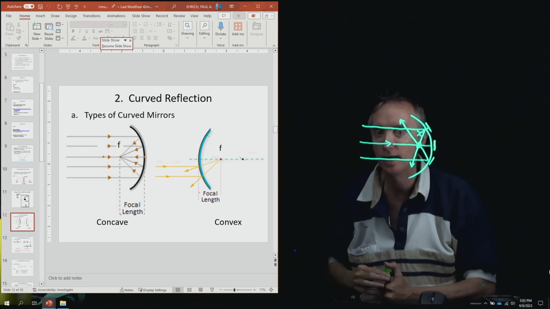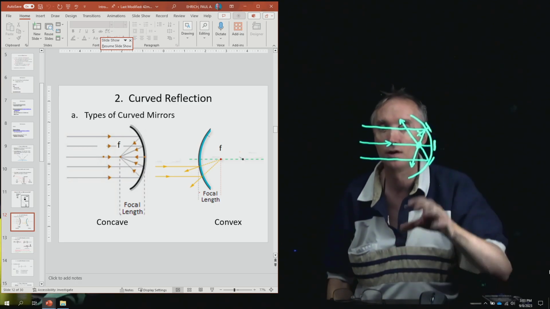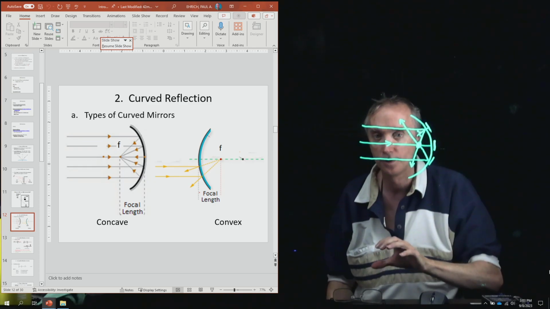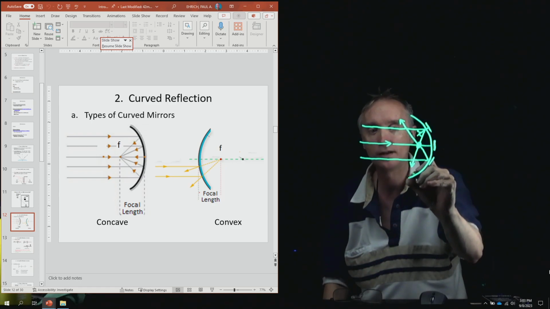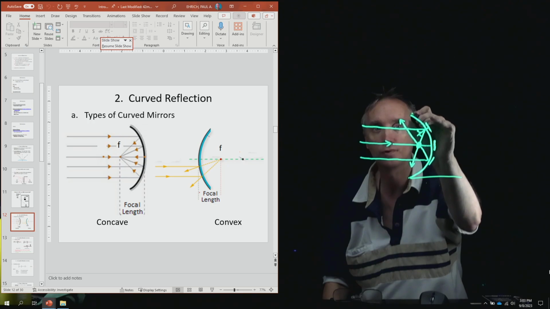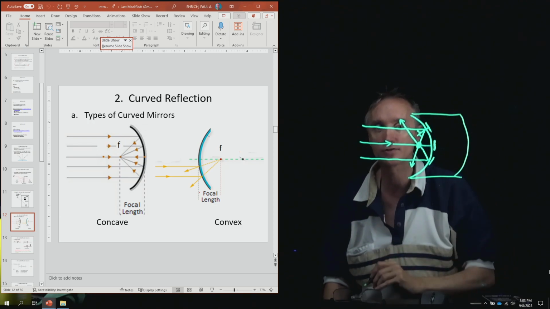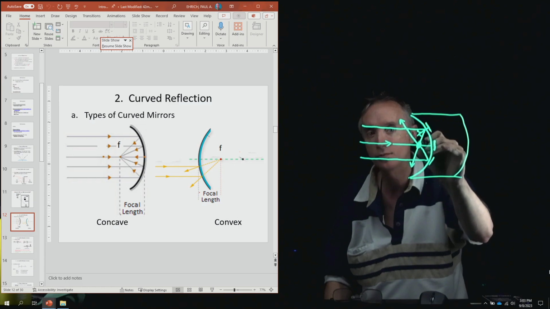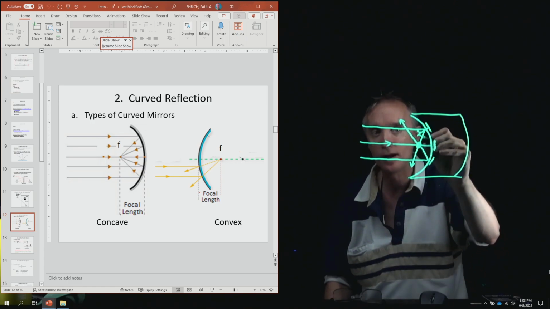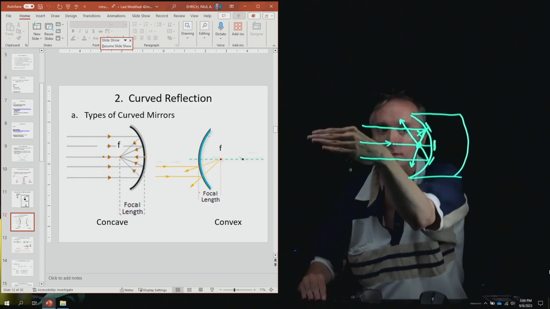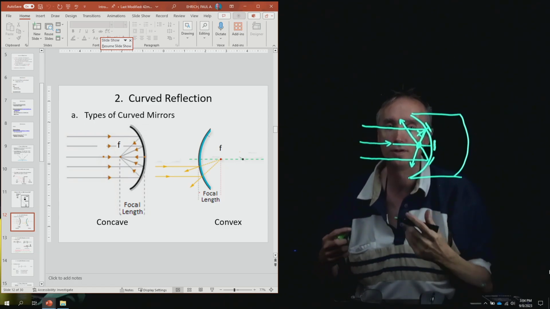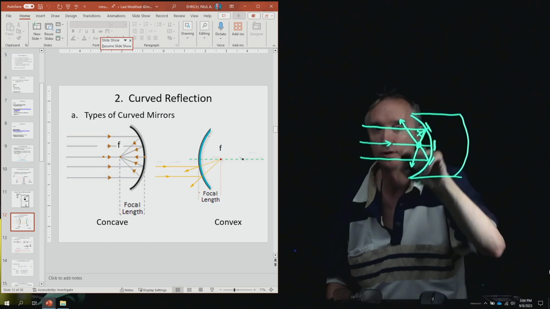So what would be a good usefulness for the concave mirror? A concave mirror is used in flashlights. If you can imagine that this represents the barrel of a flashlight, then at the focal point, that's where you're going to put the light bulb. No matter which way the light comes out of the light bulb, when it hits this mirror back here, the light is going to go in a forward direction. So that would be one reason why you might want to have one of these things.